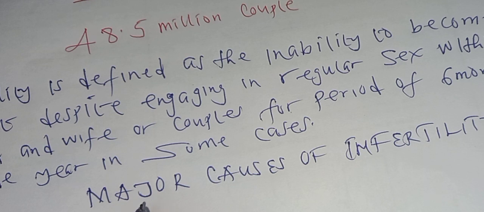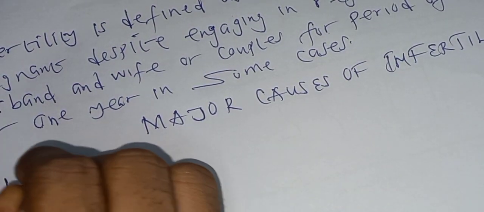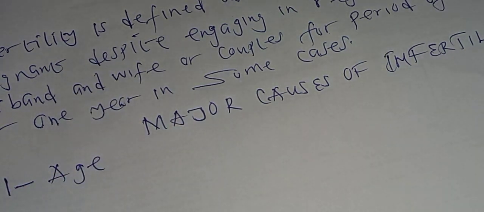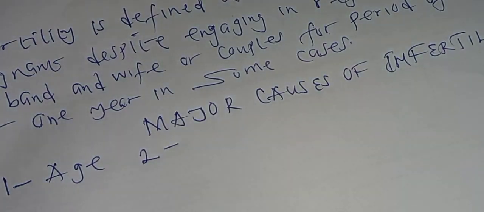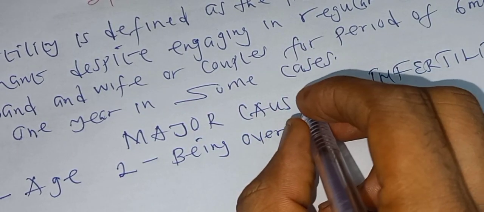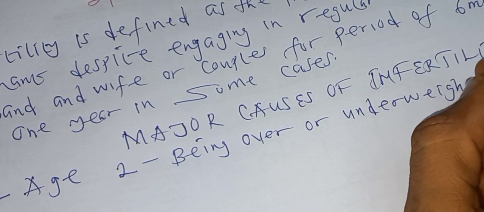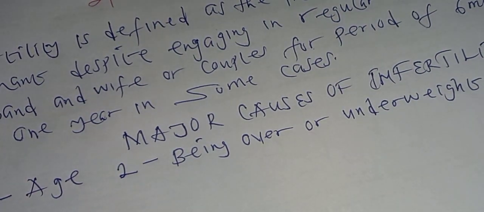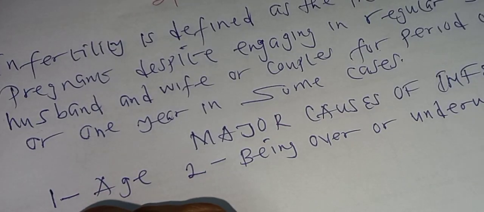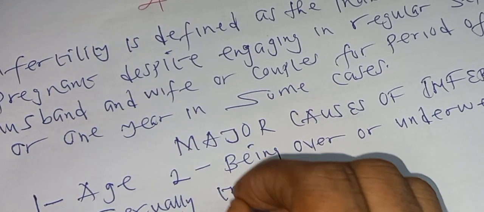What general factors impact infertility? In summary, there are many factors that can contribute to infertility for both men and women. They include, number 1, age. Age can cause infertility. Number 2, being over or underweight. Number 3, sexually transmitted diseases in both sexes, in husband and wife.